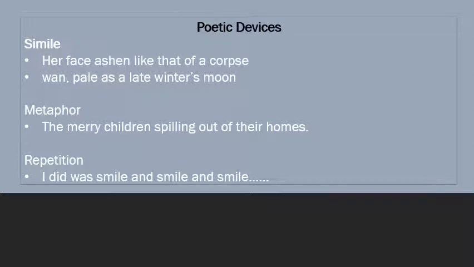We find metaphor also, and the example is the merry children spilling out of their homes. There is the use of repetition also: all I did was smile, smile, and smile. So the word smile is repeated thrice. So it is repetition.